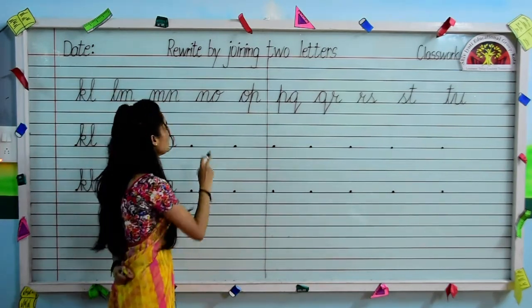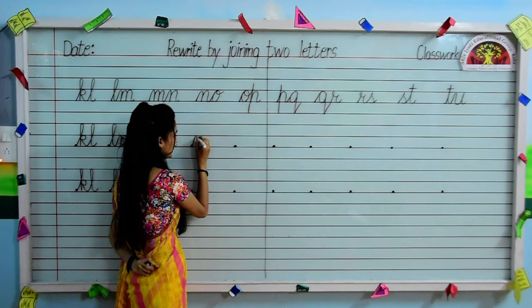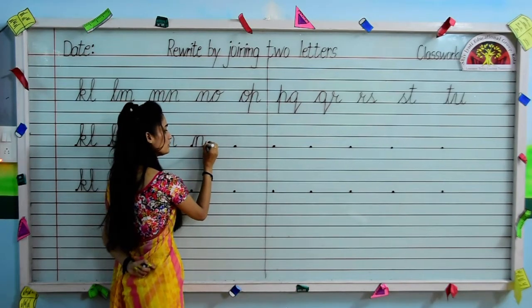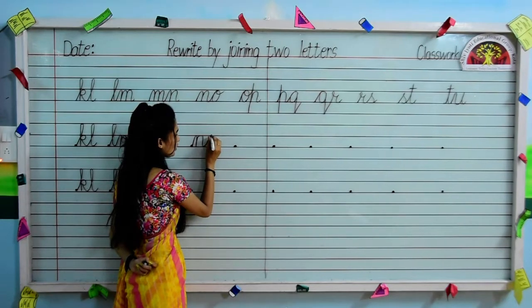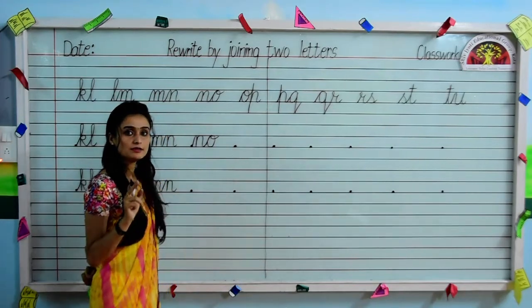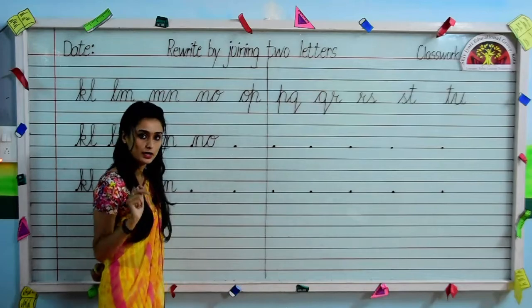Your next letters are N, O. From the dot, firstly we will make small cursive letter N, slanting line, touch the third line, then make a curve and out. So, from the end point of letter N, we will make letter O like this. Curve and a loop out like this. Okay. This way you have to write your letters N and O together.